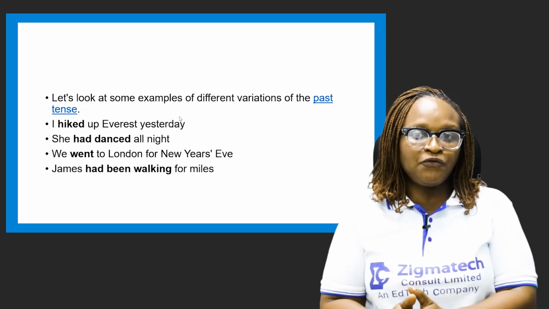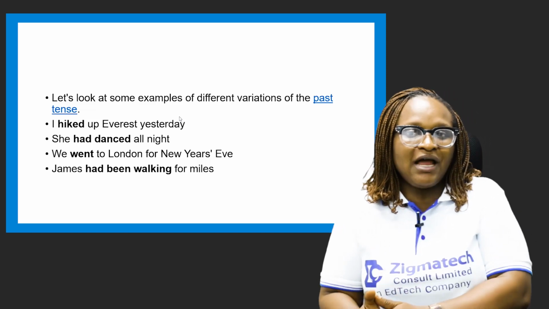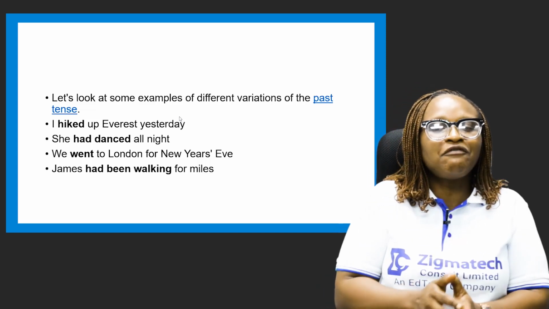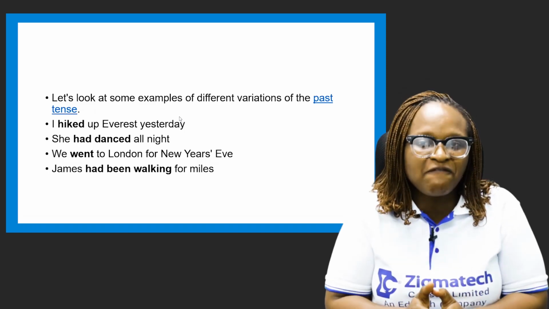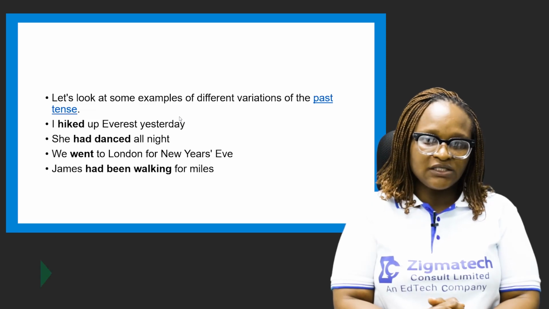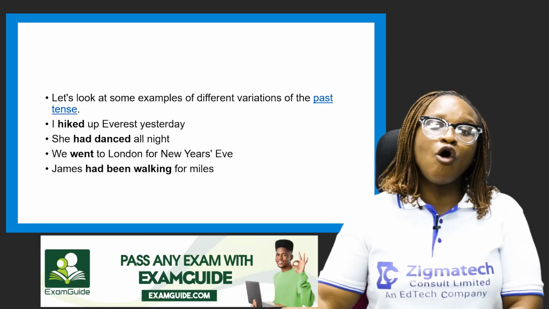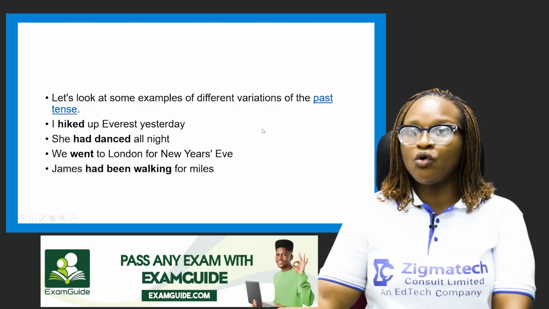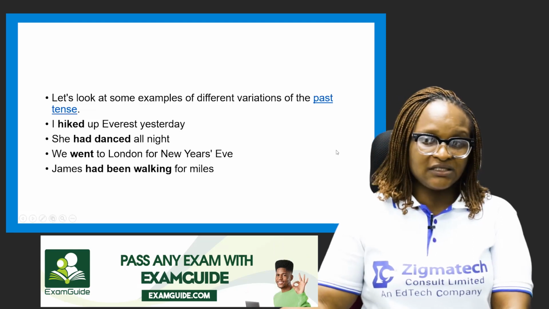We have past tense formed from past perfect tense. We have past tense formed from irregular verbs, that's went. And we have past tense formed by what? Past perfect continuous tense. James had been working for miles. So all these examples show a variation of the past tense.